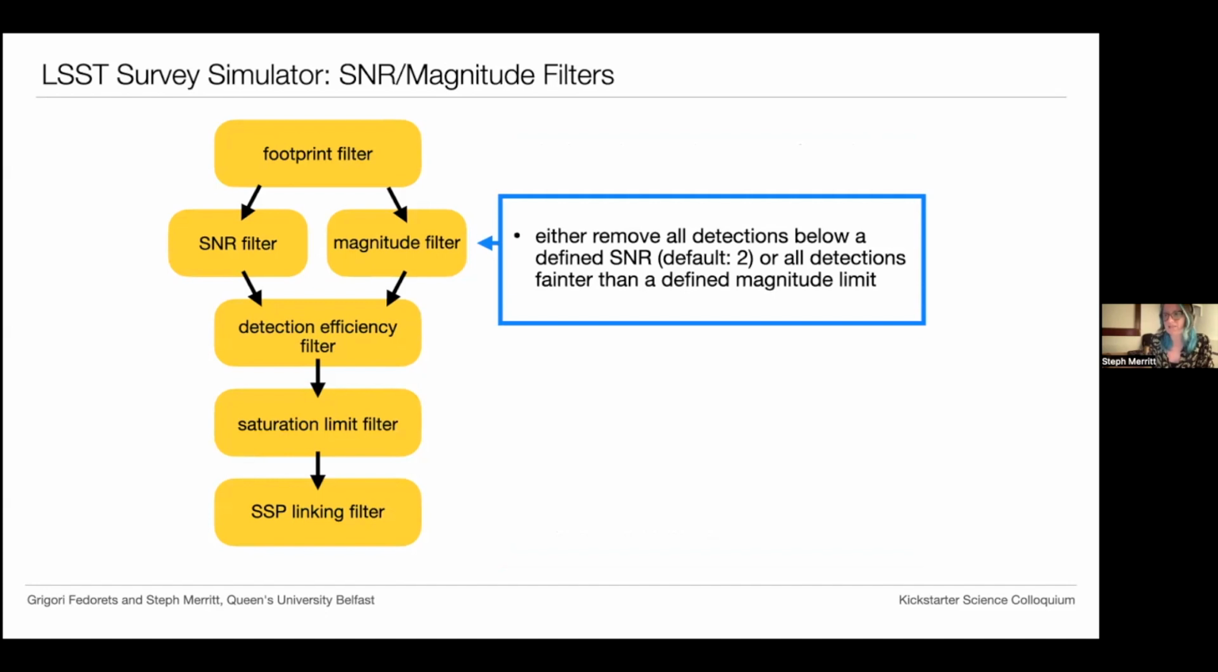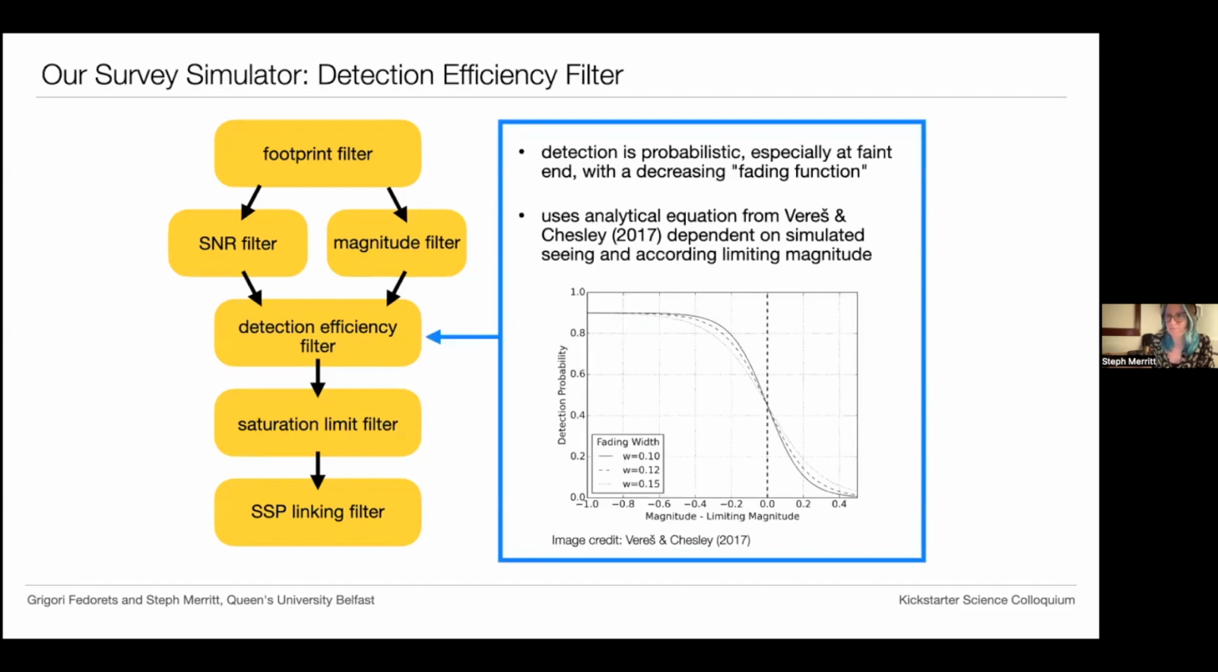Then there's a choice to either remove all detections below a user-defined signal-to-noise ratio, or all detections fainter than a user-defined magnitude limit. Next. Okay, then we have detection efficiency.